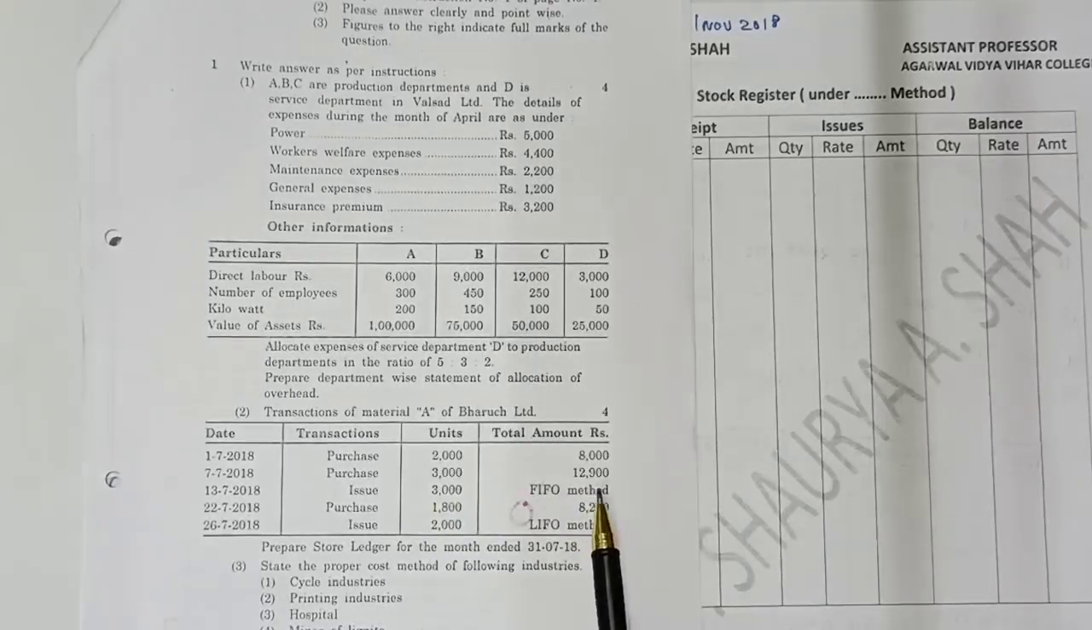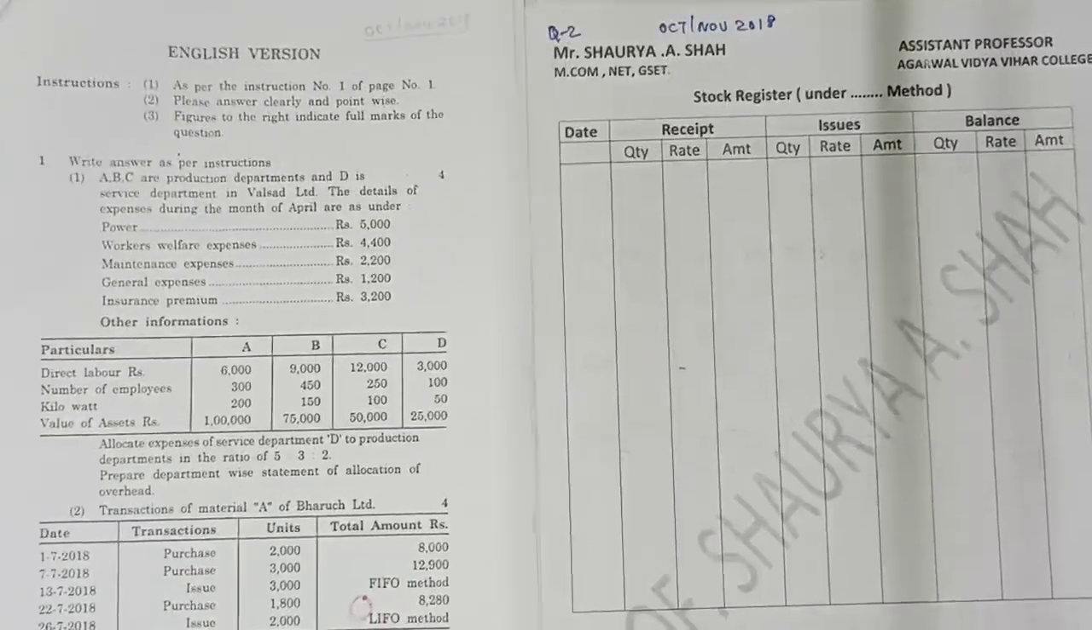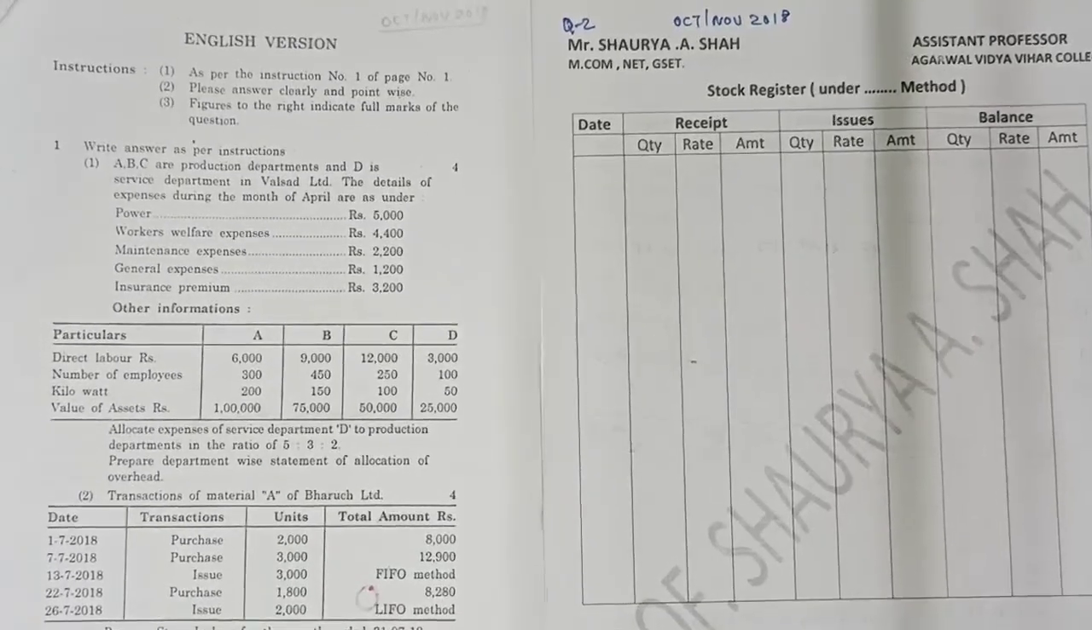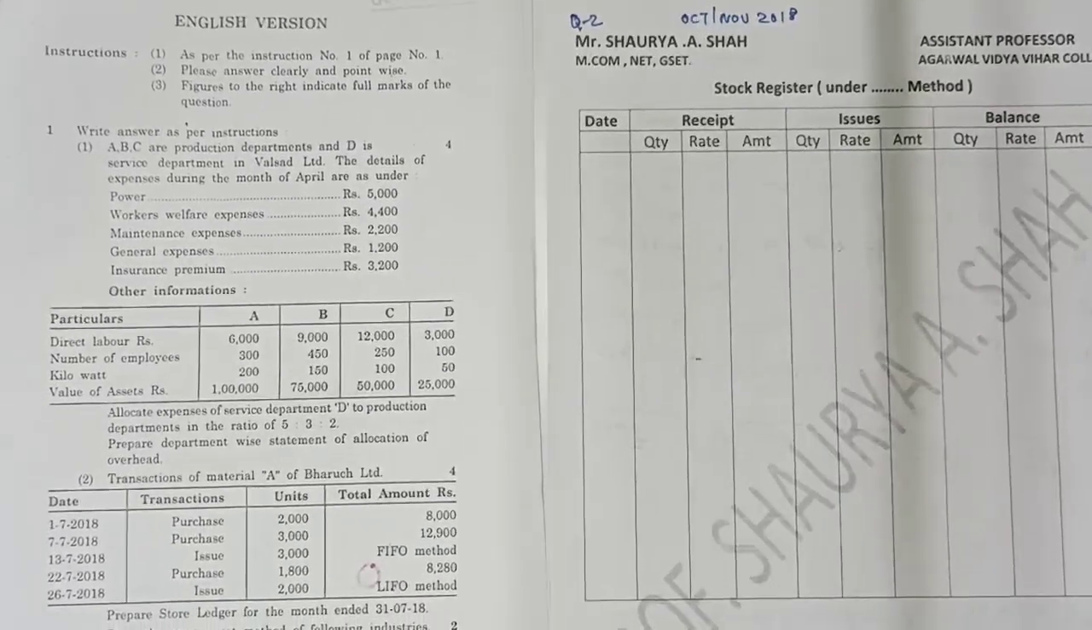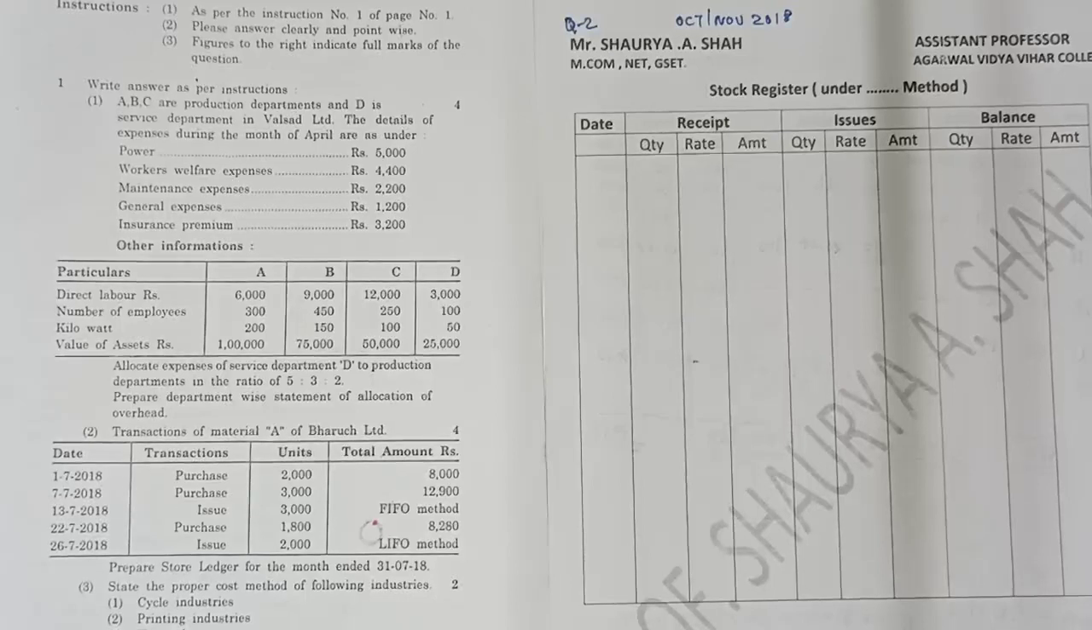Whatever method they say, it is like a game, right? Whatever they say, you just need to play according to the rules. So 3000 according to FIFO method, okay, so we'll do it accordingly. Again, purchase is made 1800, 8280, you need to calculate the balance. Again, issue is given 2000 and LIFO, right? A very easy sum, we'll be doing it quickly. Just remember the concept of your FIFO and just remember the concept of your LIFO, right? No issues in that. So we'll be starting with the very first date which they have given.